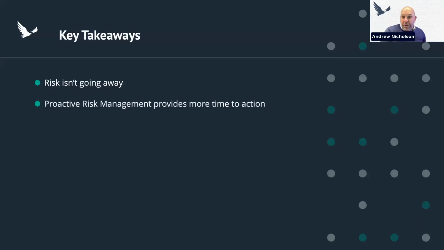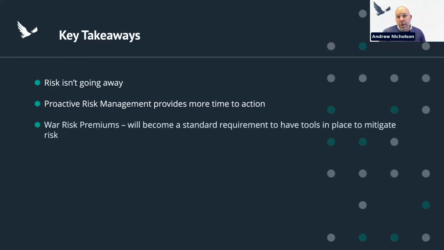And that's what a real data-driven, technology-enabled, proactive risk management process provides: more time to action, more time to know exactly when that decision point is and what decision needs to be made at that time, to make that mitigation as efficient and effective as possible. And we've talked about war risk premiums a little bit there. We are seeing this move towards a standard requirement to have the tools in place to mitigate the risk, or at least to understand the environment in which you're operating more broadly.